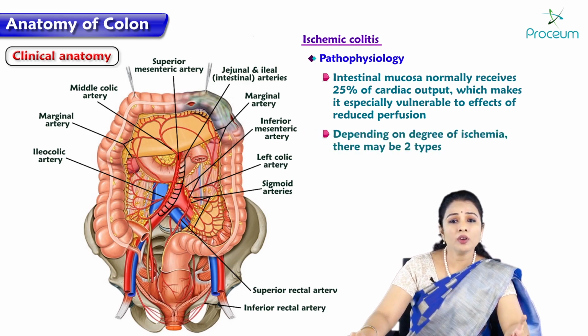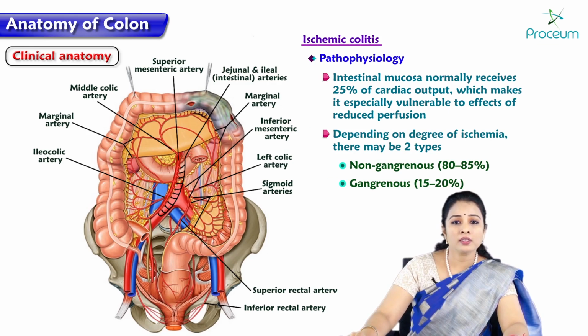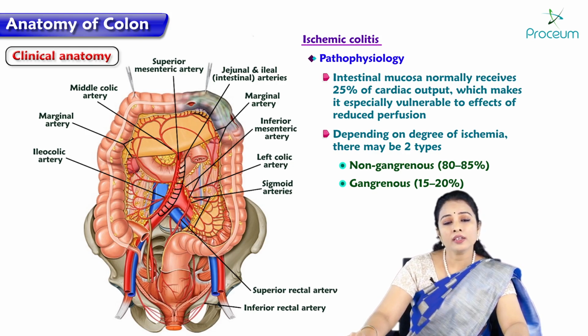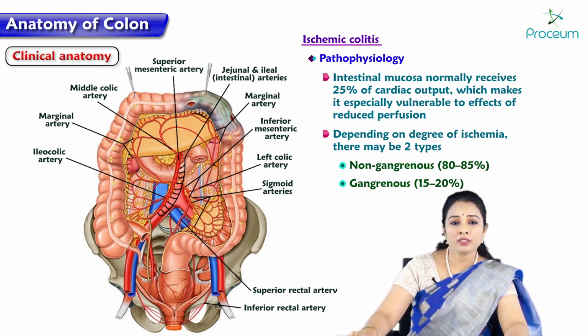Depending upon the degree of ischemia, there may be 2 types: non-gangrenous and gangrenous. Around 80 to 85% of the cases are non-gangrenous. Gangrenous are 15 to 20% of the cases.